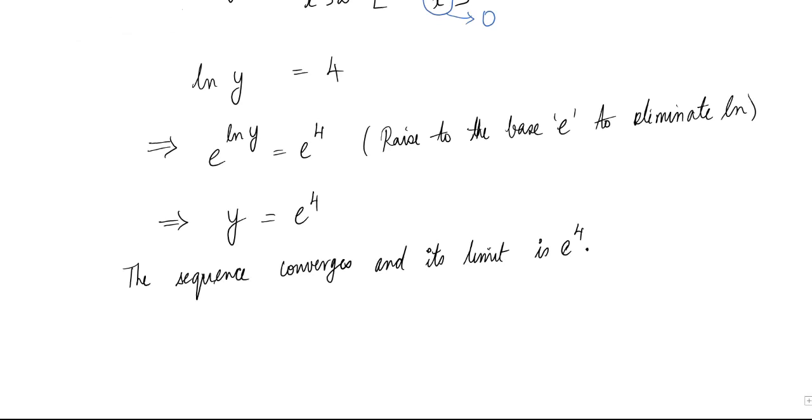Hello class, let's continue on with 4.1 and we finished off with this part, right? Where the sequence converges with e power 4 as the limit. So the next part here would be continuous functions defined on convergent sequences.